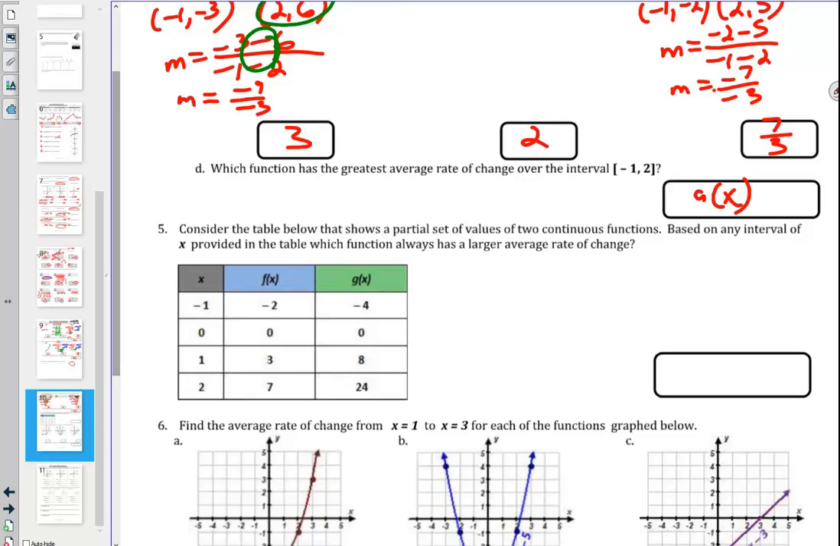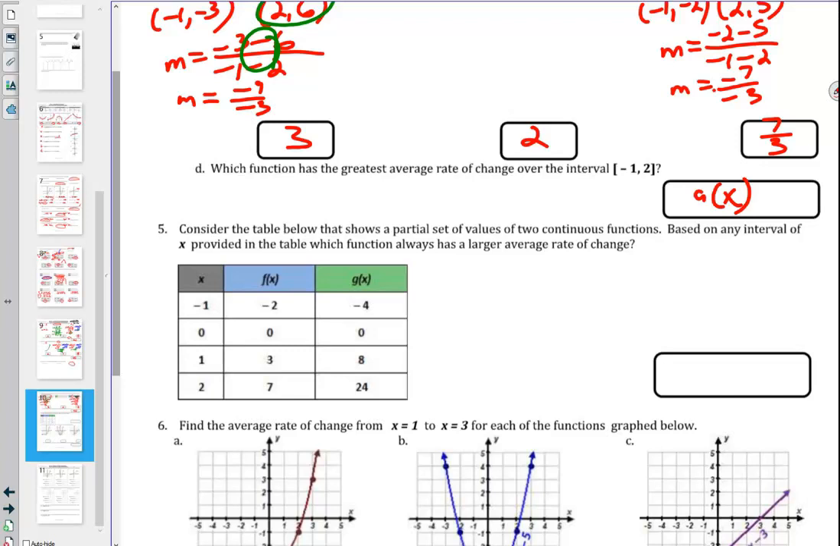Consider the table below. This was a partial set of values based on the interval provided. Which function always has the larger average rate of change? Okay. So let's just see which one of these is the exponential one. This first one, from -2 to 0 to 3 to 7.